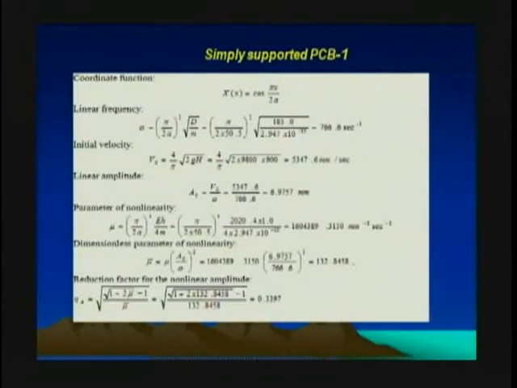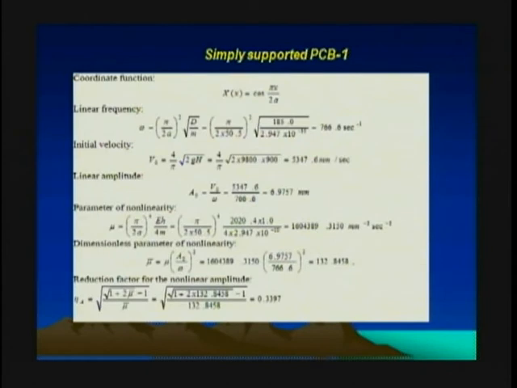But let's start first with the simply supported board. Here we have a coordinate function. We did it many times. We calculated the linear frequency. Then we calculated the initial velocity with consideration of the effect of the mode. And the linear amplitude was 6.9, approximately 7 millimeters. The parameter of nonlinearity was huge. Then the dimensional parameter was 132. So the reduction factor was 0.34.